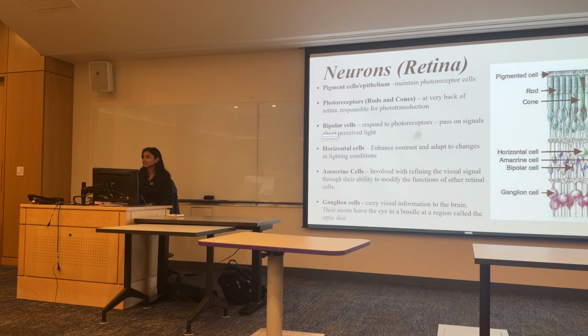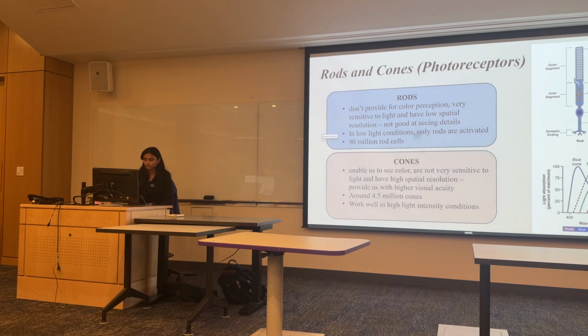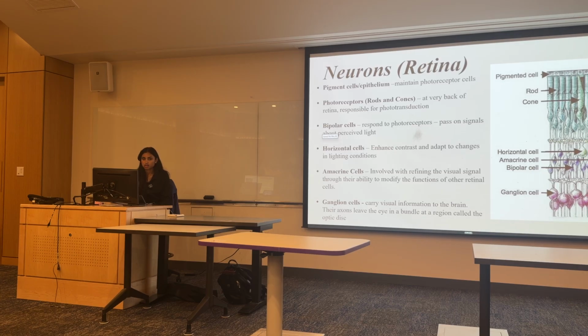Okay, so the retina. Your retina, like I said before, is a part of... Oh, my bad. Sorry. Okay. So the retina is the part of your eye that actually interprets the light and is able to send those electrochemical signals over to your brain.